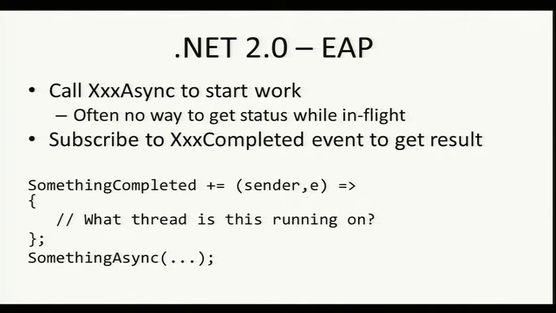So oftentimes, unless the API gave you an opportunity to query its status, you really didn't know what was going on until the event got called. You really don't know when that event would be called. Just as importantly, because the event is asynchronous itself, it's probably going to be called on a different thread than the thread you started the request on.